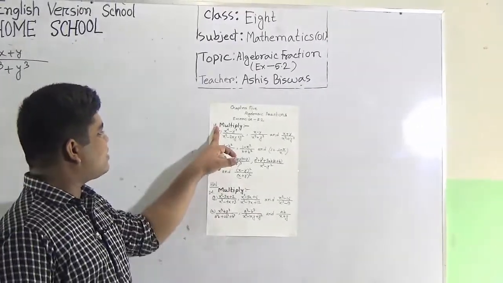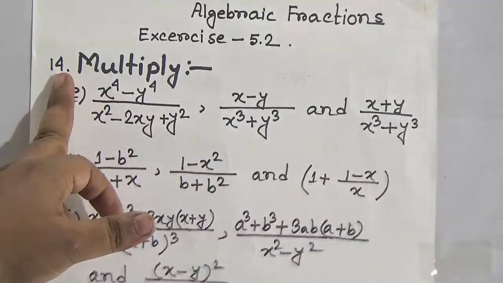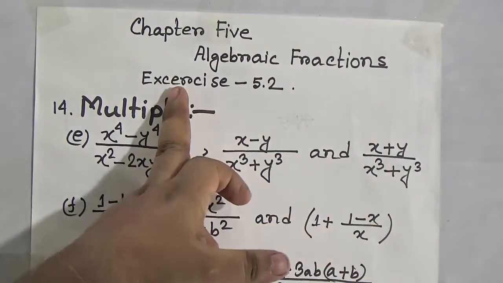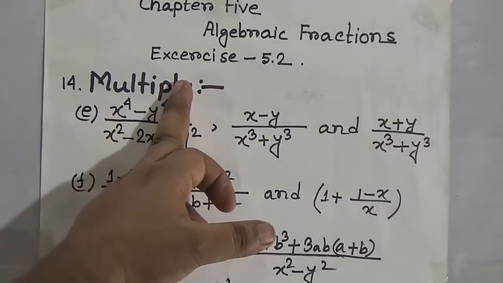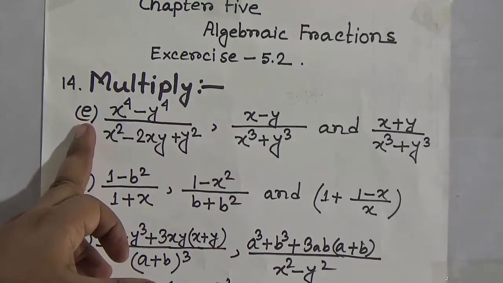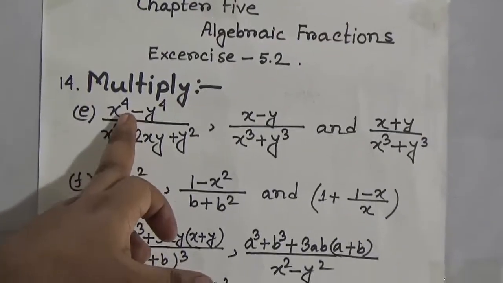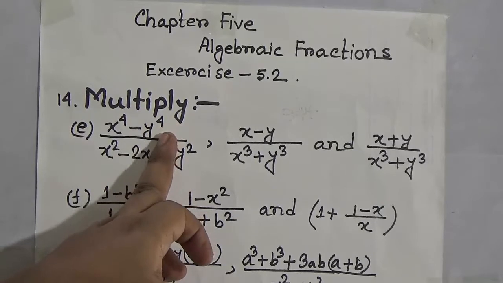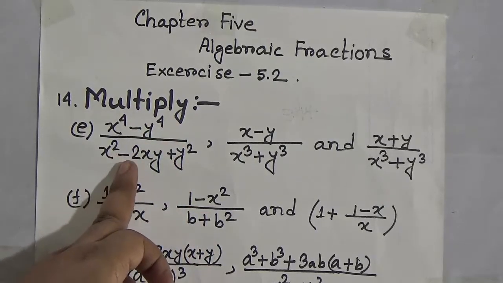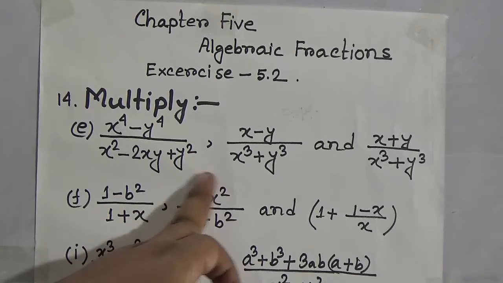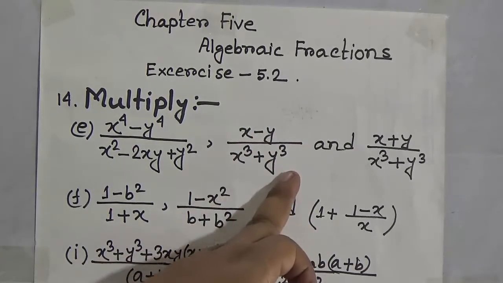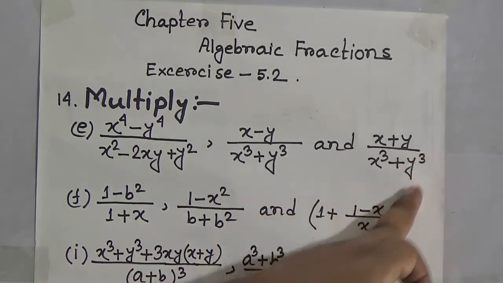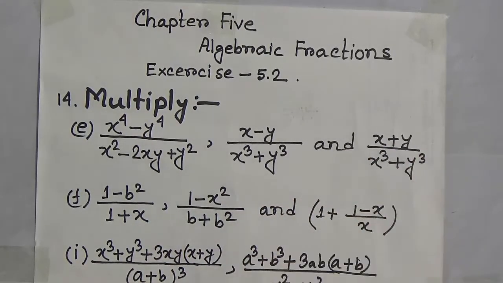Our first chapter is algebraic fractions, exercise 5.2. The first question is multiply the expression, question number E. The first fraction is x to the power 4 minus y to the power 4 divided by x square minus 2xy plus y square. The second fraction is x minus y divided by x cube plus y cube, and the third is x plus y divided by x cube plus y cube. So let us start to solve our first question.